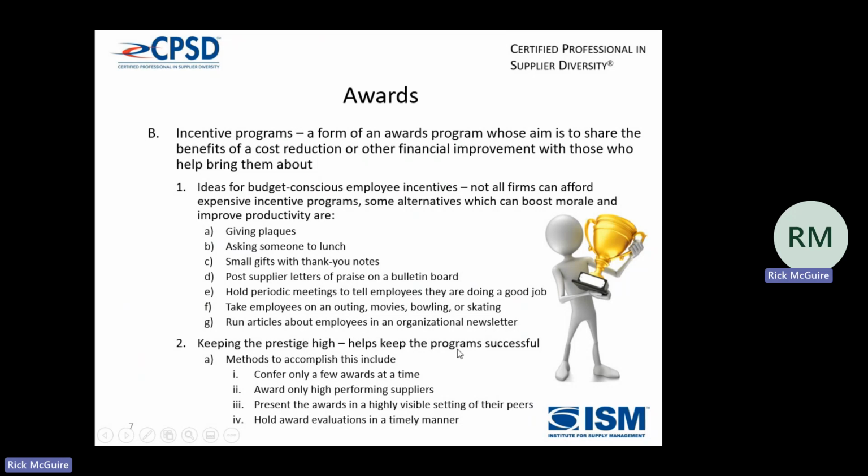Keeping the prestige high helps keep the program successful. Methods to accomplish this include: confer only a few awards. So, the six-year-old kids' soccer participation award, where everyone gets one because they showed up, is not the plan here. Award only high-performing suppliers. Present the awards in highly visible settings in front of their peers, usually like an awards banquet. Hold award evaluations in a timely manner, so not long after the scorecards are finalized.